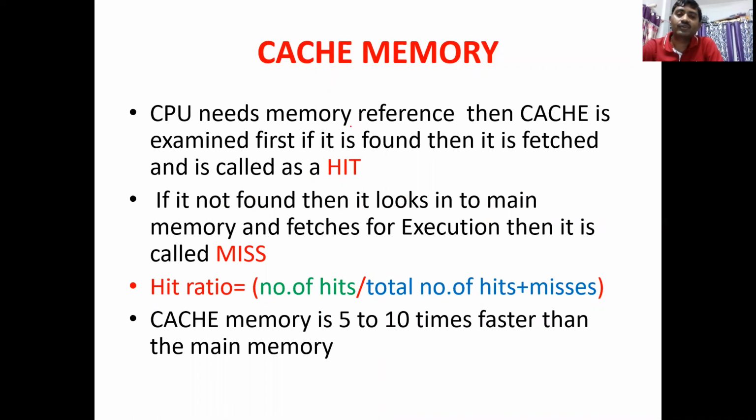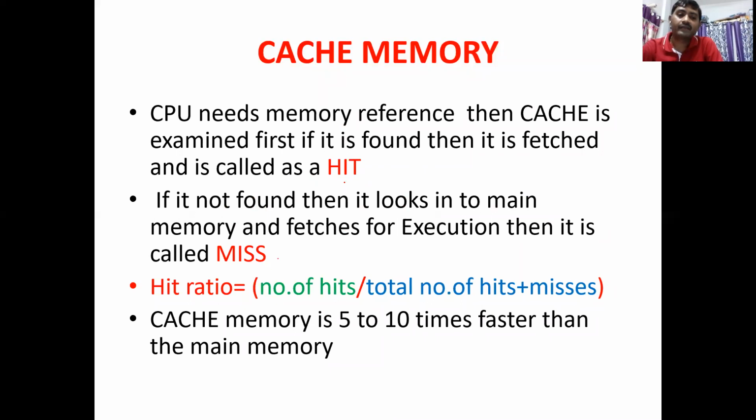So see here, when the CPU needs a memory reference, the cache is examined first. If it is found, then it is fetched and is called a hit. And if it is not found, it looks into the main memory and fetches the instruction for execution. It is called a miss.